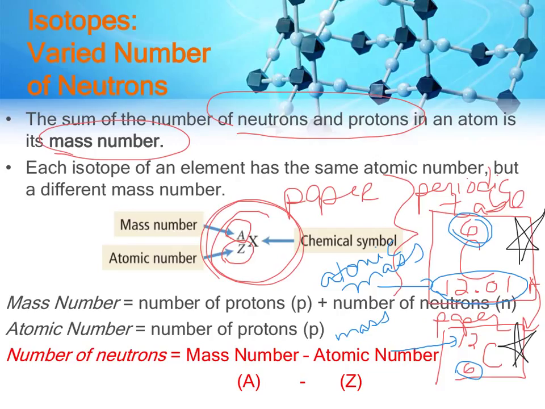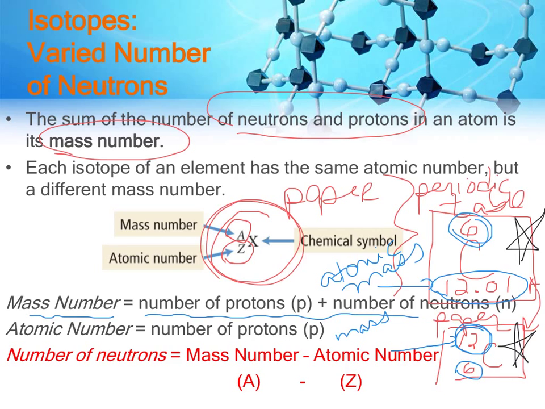So before you leave this page, you should make sure that you understand what mass number is. Okay? It's when you add together the number of protons and the number of neutrons. And it appears in the upper left of a symbol that's written on pen and paper.